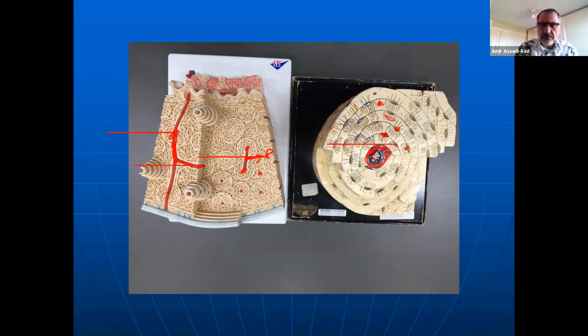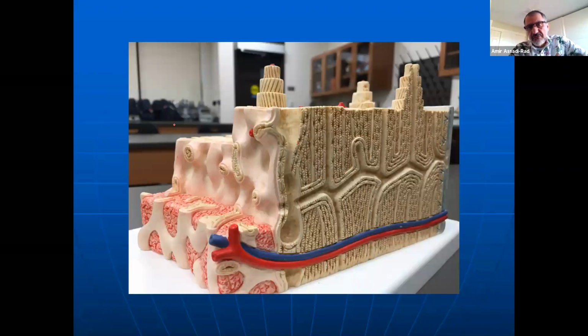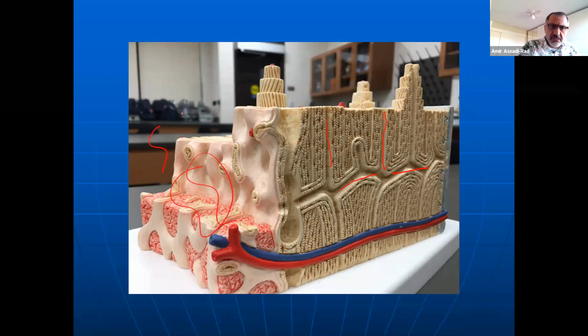Okay. Right here, they are showing you a longitudinal cut of the bone, and right here are central canal, perforating canal, perforating canal. I hope I'm making some sense. And of course, this is spongy bone. All of this is spongy bone, and this is compact bone, of course. Okay.